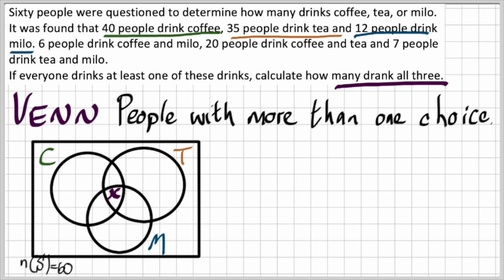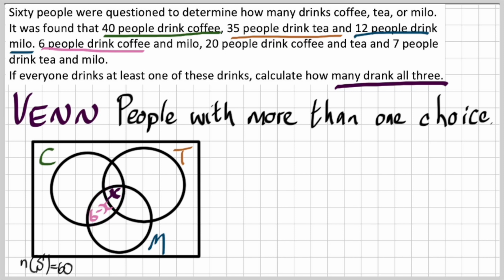Now let's go and look at the 6 people drinking Milo and coffee. So coffee and Milo, that's going to be where the C and the M overlap. And that is then 6 minus X. Why is that? Just quickly, so that you don't think that I'm pulling this out of a hat, that's because those two together must give me 6. So therefore, that little one, which is only coffee and Milo, but not tea, is 6 minus X.